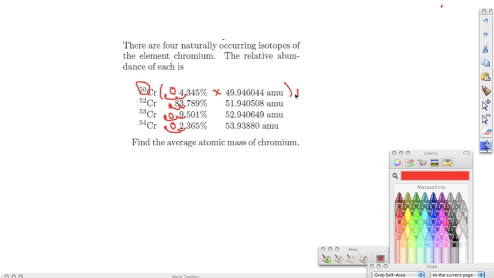And what we're going to do is put it in the calculator exactly as you see it, and we're just going to add each one of these up. So we're going to put parentheses around these right here, and then we're going to add in between them. As we plug this in the calculator, all we do is go open parentheses 0.04345 times 49.946044, close parentheses, add, open parentheses, write that, close parentheses, add, open parentheses, and just keep on going down. And the answer that you should get should be 51.996 AMUs, which would be our average atomic mass.